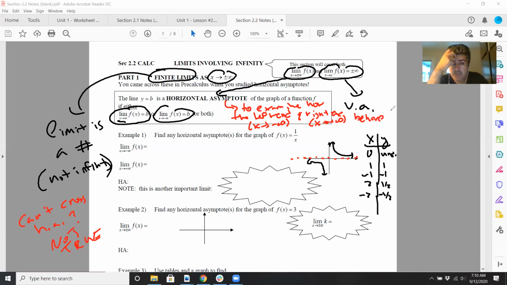So in this case, obviously as x approaches negative infinity, we do see from the graph, and we can examine numerically, if you plug in like negative 1,000, negative 1,000,000, whatever, it's approaching 0. On the other side, it's also approaching 0.